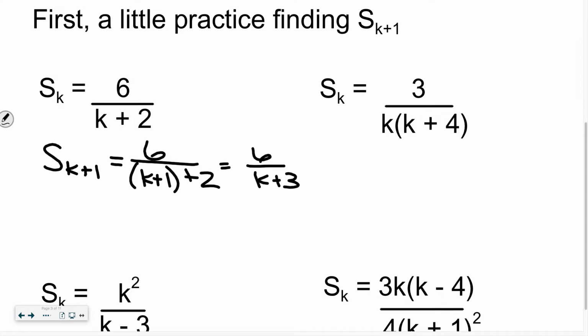I'm going to do this one. S sub k equals 3 over k times k plus 4. And we're just going to find S sub k plus 1. So again, all I'm really doing here is changing the subscript, which means that where I see k, I should write k plus 1. And that would be for all the k's.